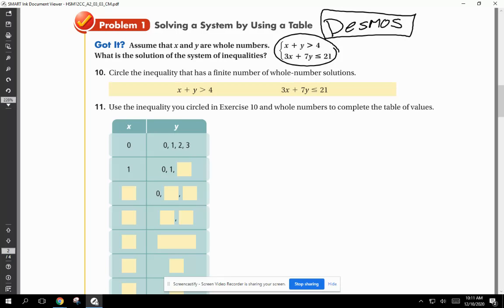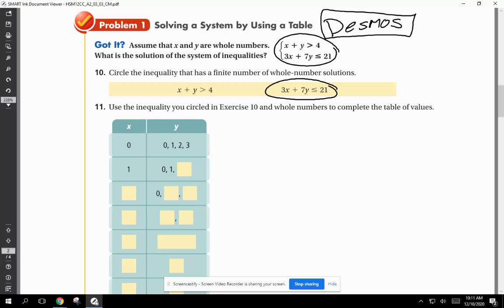Circle the inequality that has a finite number of whole number solutions. And here's a finite number of whole solutions. We're going to do 3x plus 7y equals 21. The other one, x plus y is greater than 4, does not have a finite number of whole solutions.